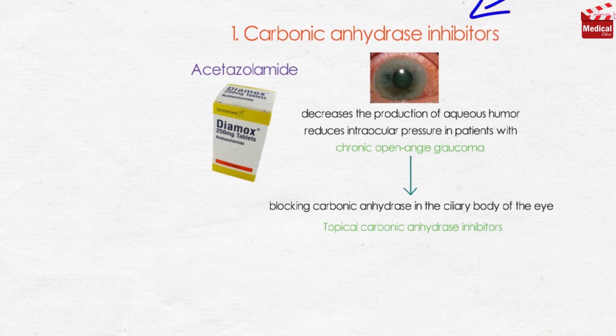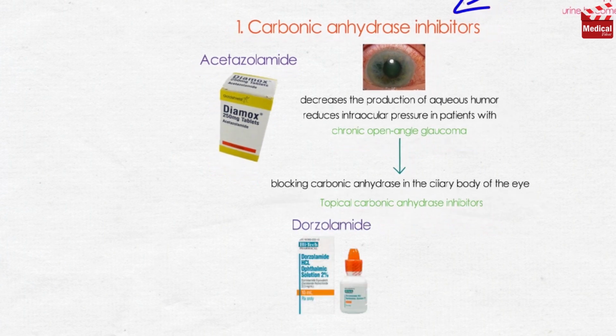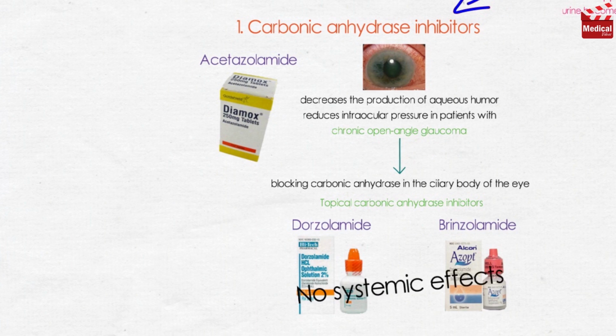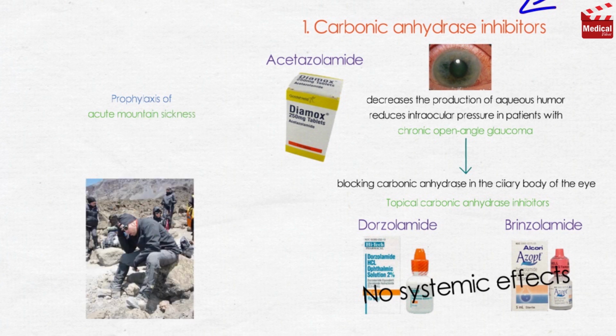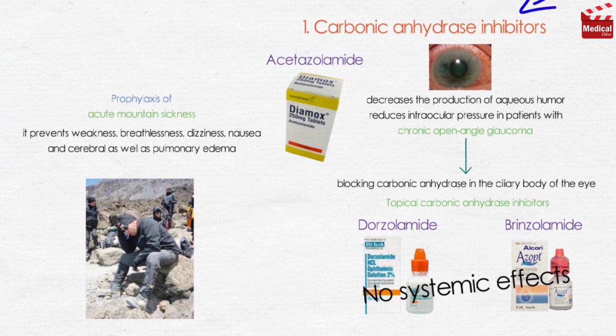Topical carbonic anhydrase inhibitors, such as dorzolamide and brinzolamide, have the advantage of not causing systemic effects. Acetazolamide can be used in prophylaxis of acute mountain sickness. It prevents weakness, breathlessness, dizziness, nausea, and cerebral as well as pulmonary edema characteristic of the syndrome.